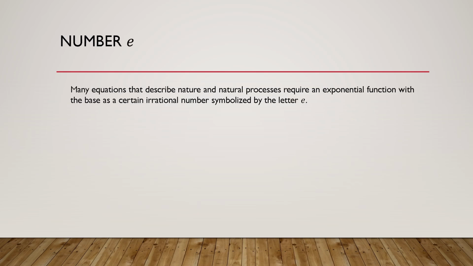Many equations that describe nature and natural processes require an exponential function with the base as a certain irrational number symbolized by the letter e. The number e is defined as the limit of 1 plus 1 over n, all to the power of n, as n approaches infinity. E is a transcendental number approximately equal to 2.71828.